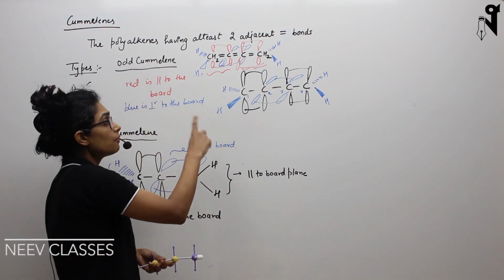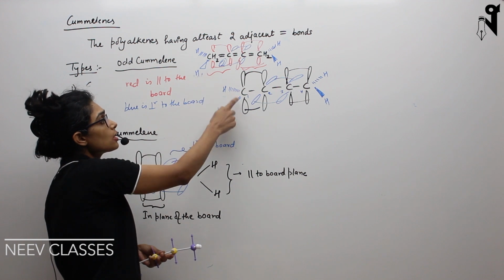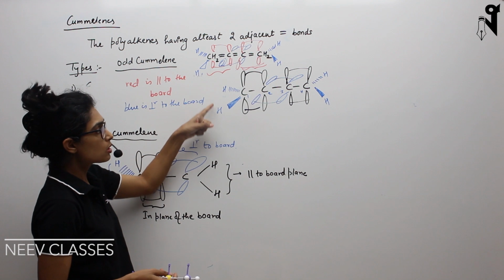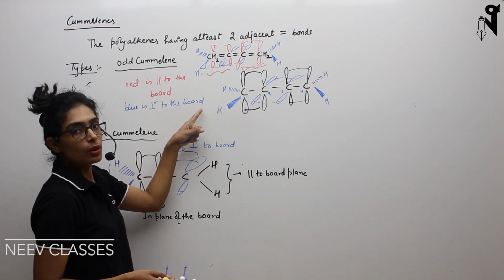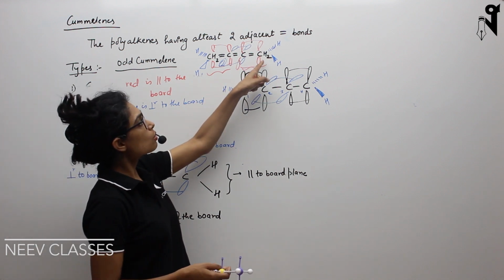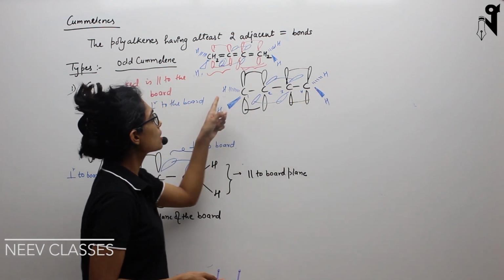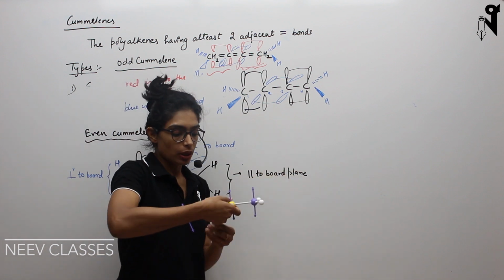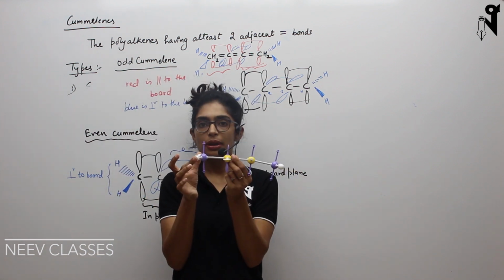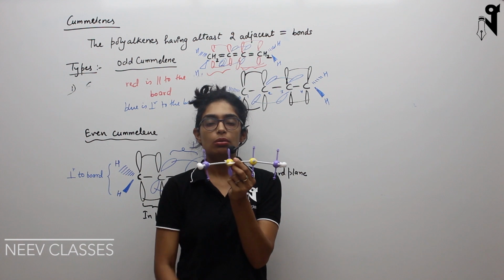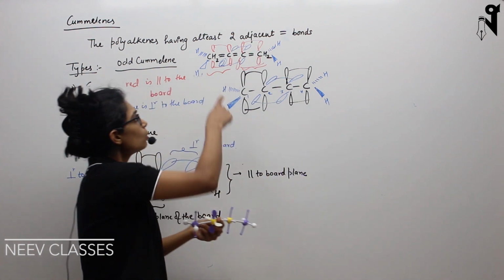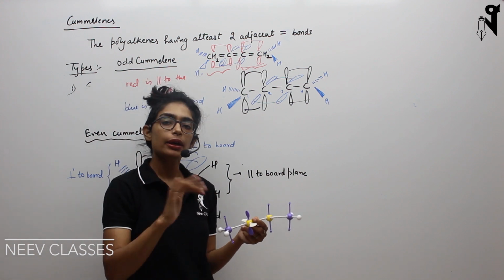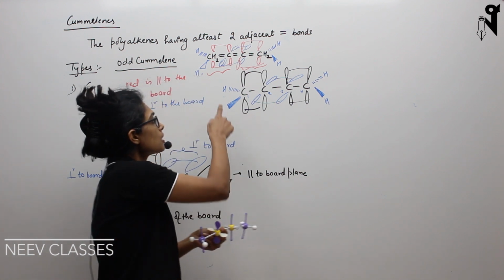Okay, if we take an odd cumulene, the first carbon will have two groups attached to it. Right now here we have two hydrogens, so these will be in whichever plane. The last carbon's two groups will also be in the same plane. So this is perpendicular to the board, this is also perpendicular to the board, and the last two are also perpendicular to the board. Here I had taken two hydrogens, but we can have any other group present over here, and accordingly we will just place it.